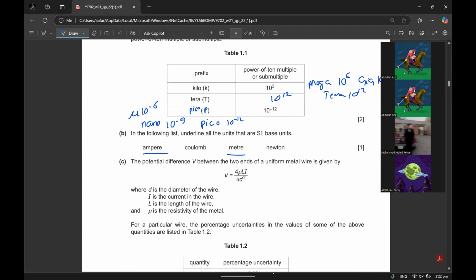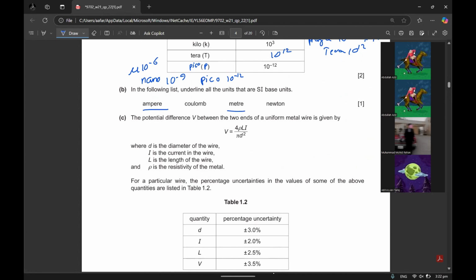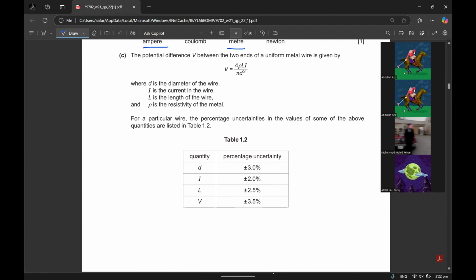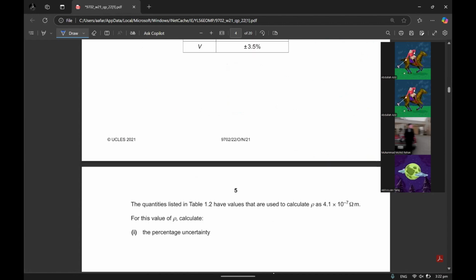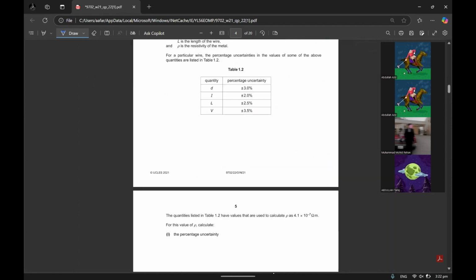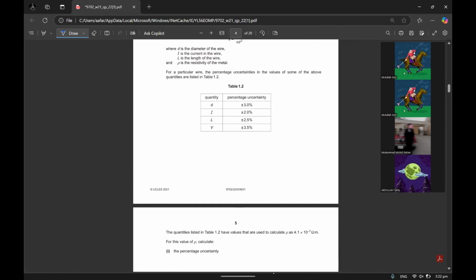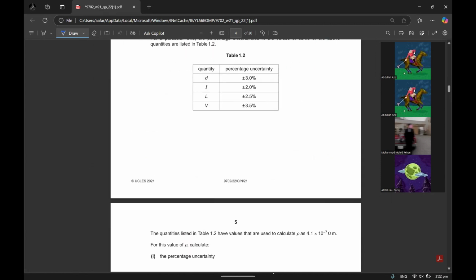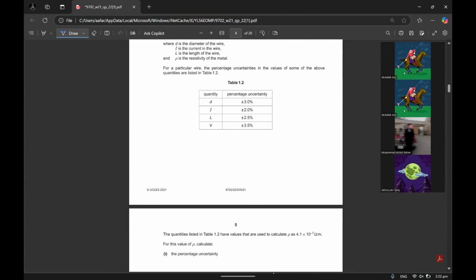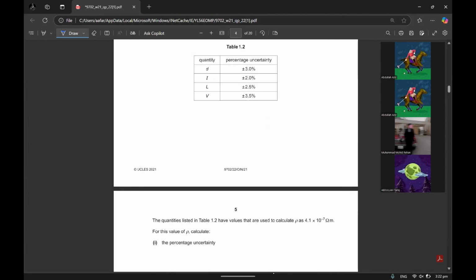The potential difference V between the two ends of a uniform metal wire is given by V is equal to 4 density into length into current over pi d squared. D is the diameter. For a particular wire, the percentage uncertainties in the values of some of the above quantities are listed in table 1.2. The quantities listed in table 1.2 have values that are used to calculate density as 4.1 into 10 power negative 7. For this value of rho, calculate the percentage uncertainty.